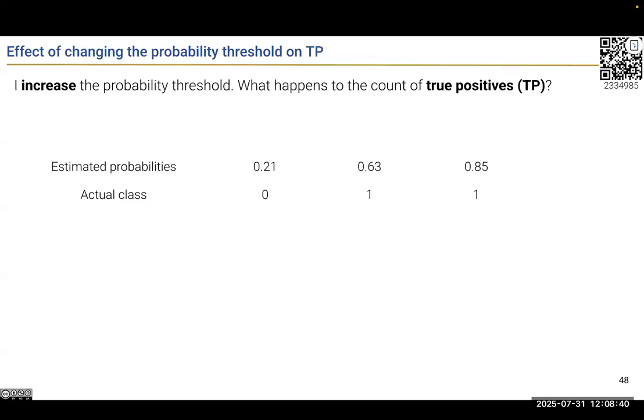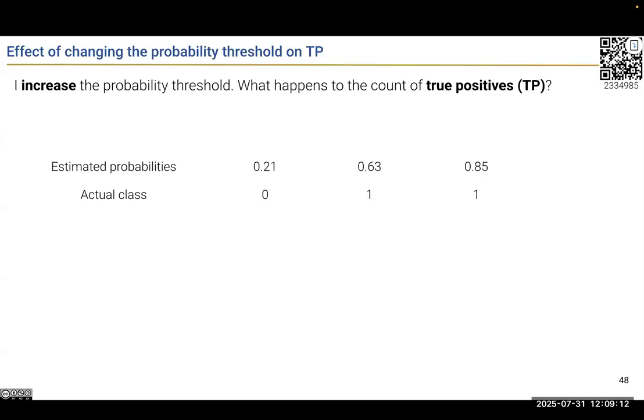Okay, so I have fitted my logistic regression model, and now I have a test set or a validation set with 3 data points. And then I output the estimated probabilities of class 1s. Okay, so 0.21, 0.63, and 0.85. And on the second row, I have the actual class labels for these 3 data points.